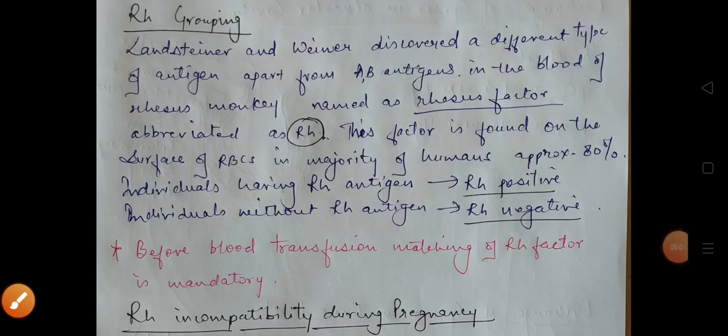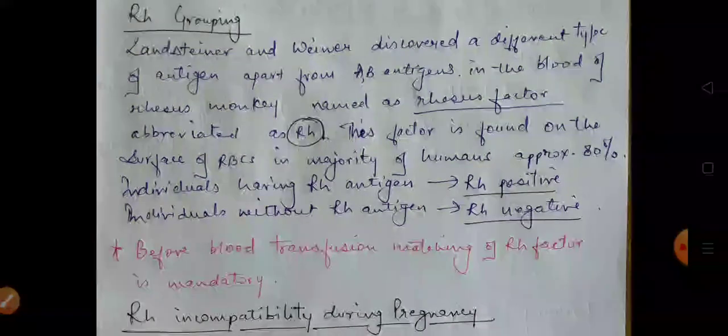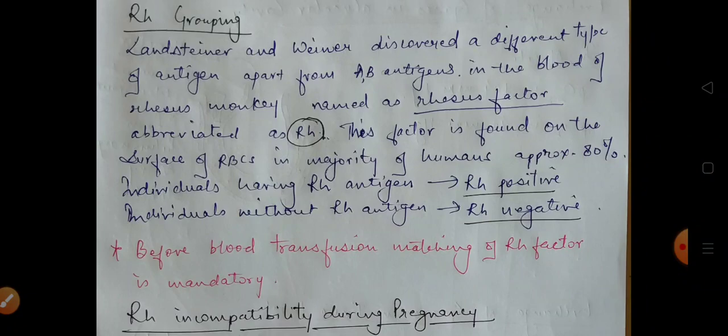Hello students, this topic is about RH grouping, or we call it the RH factor. RH factor or RH grouping was first discovered by Landsteiner and Wiener, and they found that this RH factor is a type of antigen which is found in the blood of rhesus monkey, apart from blood group antigens A and B. So it was found in the rhesus monkey, that's why it is called rhesus factor and it is abbreviated as RH.